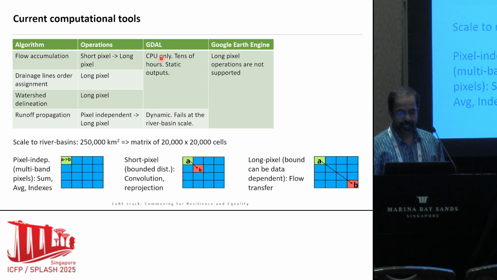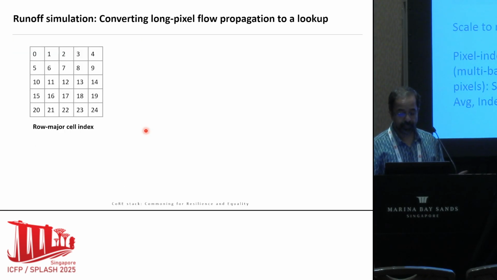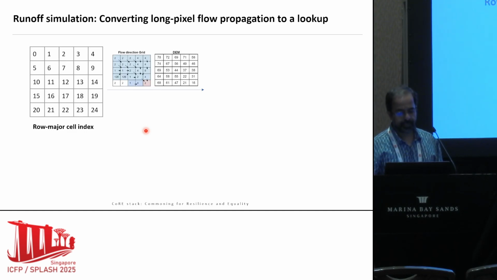Now on GDAL, many of these operations are CPU based, so they take time. Platforms like Google Earth Engine don't support long pixel operations. Some of this you might even be able to compute statically because it is not changing. But with runoff, if you want to do it on an hourly basis, that becomes a killer. So that's where we did a simple trick.